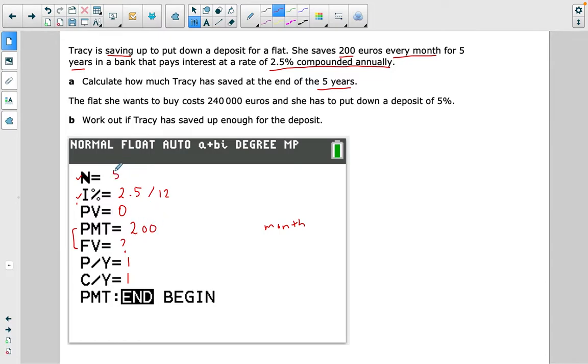So the N now, unlike the compound interest, is not exactly the years. This is how often the payments are made. So it's not 5 years, it's 5 times 12. Because again, the key is that the PMT is in months. So we'll put that in our calculator.